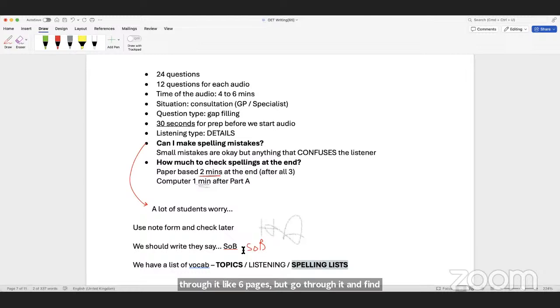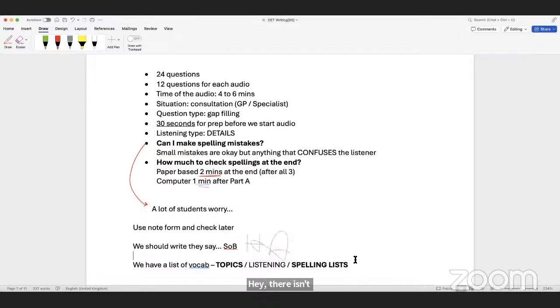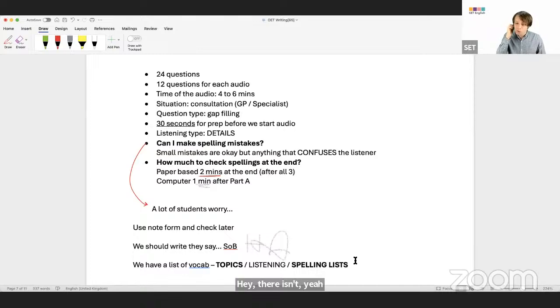Okay. Right. Actually, I found it, but I wonder if there is some kind of special list for the specialist, you know, like dermatologist? There isn't, I'm afraid, there isn't. Yeah. Okay. Thank you. It's not normally that bad, Merve. You might get 1 or 2 technical words, but it's not normally very technical.